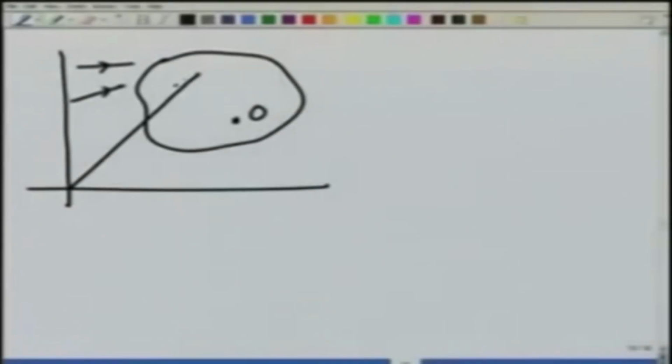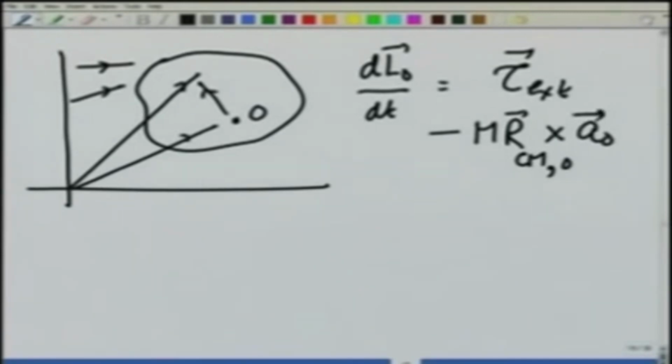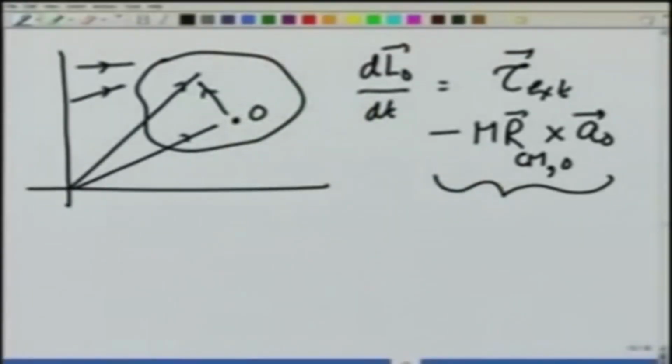Point O could be accelerating, moving, whatever, and when I analyze this, what I find is that dL_O/dt is equal to tau external minus m r of Cm with respect to O cross acceleration of O, and I want this term to be 0. I want to choose this point O in such a manner that the last term vanishes, so that with my eyes closed I can always apply dL/dt equals tau external only.